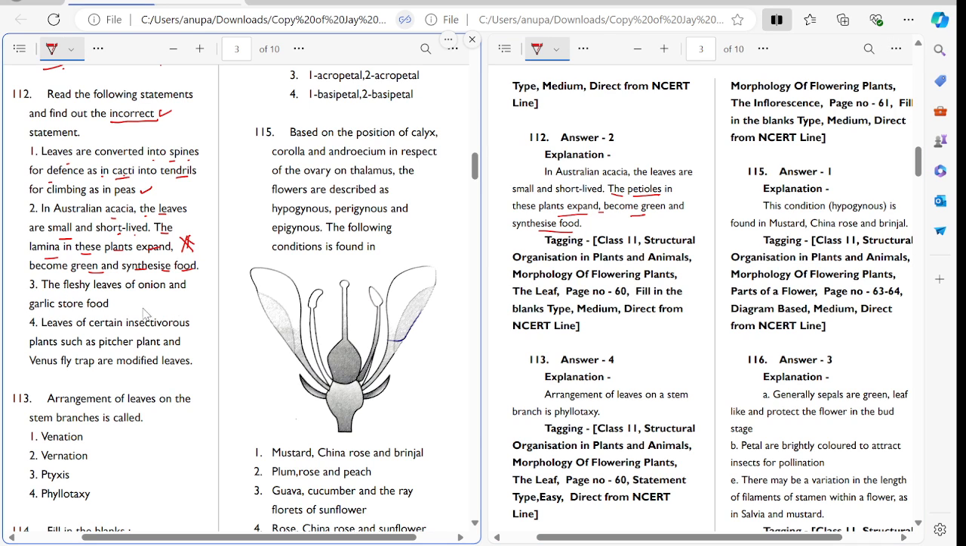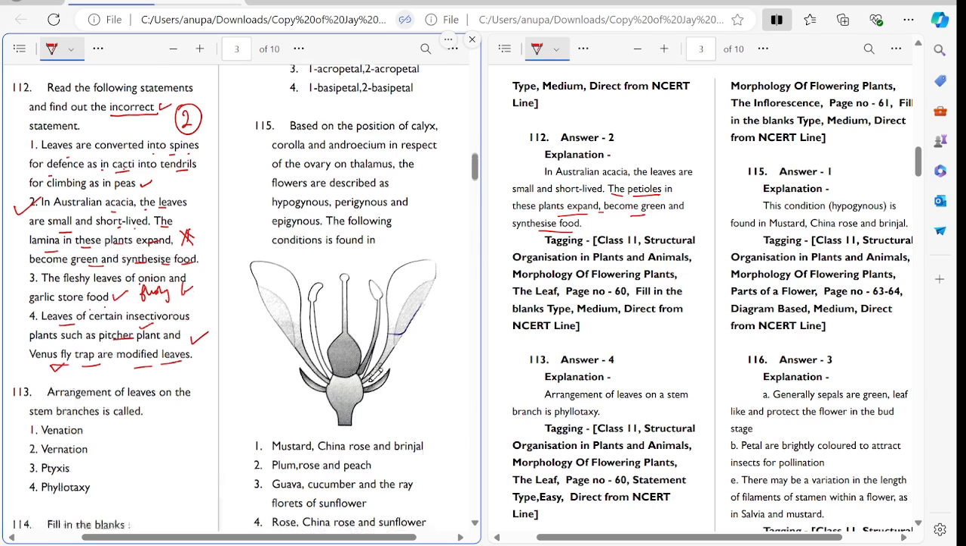Let's move to the next statement. The next statement is the fleshy leaves of onion and garlic store food. Yes, this is correct and they are known as fleshy leaves. Fourth is leaves of certain insectivorous plants such as pitcher plant and Venus flytrap are modified leaves. This is also correct. In some insectivorous plants like pitcher plant and Venus flytrap, leaves are modified to trap insects or flies and they consume them. So here the incorrect statement will be option number 2. So our answer for this question will be option number 2.